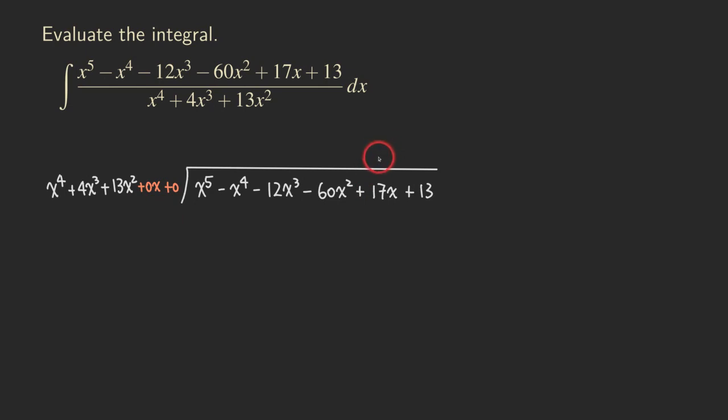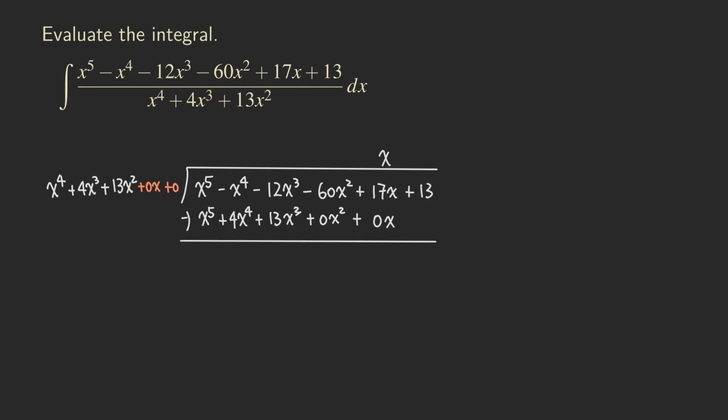Okay, so something times x to the 4th will give us x to the 5th. That must be x, so we just put the x here. Then x times x to the 4th gives us x to the 5th, and then plus 4x to the 4th, and then plus 13x, no, actually x cubed, and then plus 0x squared, yeah, that one is 0x squared, and then 0x. Even though it's still 0, I still just want to line up the variables.